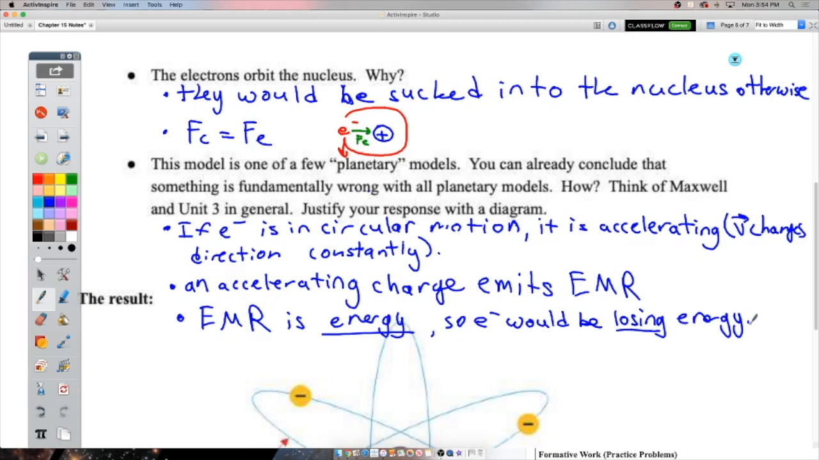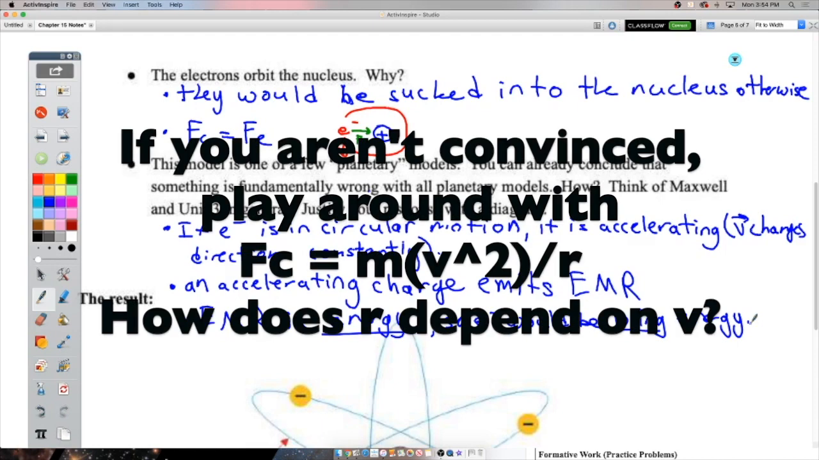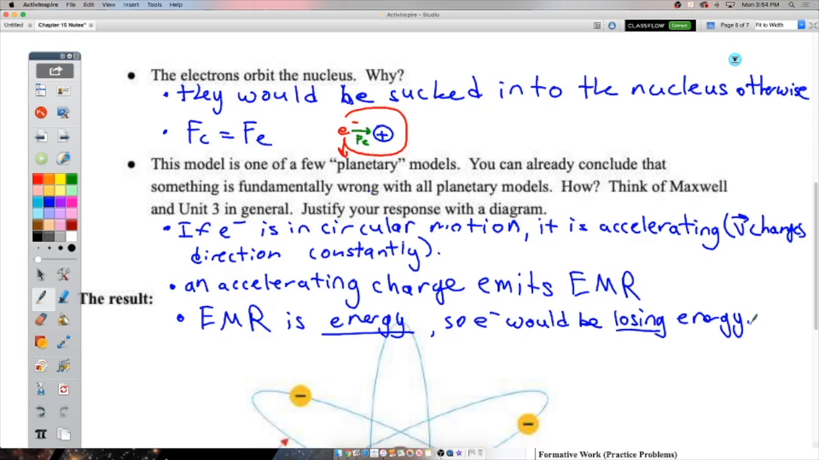Now, what did we say before about the moon orbiting the Earth? Or even just as you learned in Physics 20, right? If you don't have enough tangential velocity, you can't maintain as high of an orbit. You come closer and closer to the thing you're orbiting. All of that constant acceleration is going to keep emitting and emitting and emitting EMR.